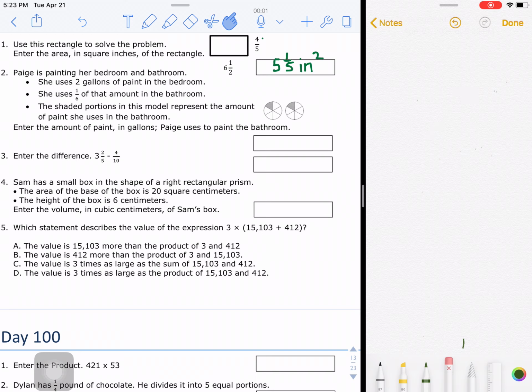So as I look at this problem, there are a couple things that I would like to point out. It tells us that she uses 2 gallons of paint in the bedroom. The second bullet point says she uses 1/6 of that amount. And the question is, what is that amount? Well, that amount is 2 gallons. So in math, when we see that word "of" there, that is an indication that we can use multiplication. 1/6 times 2, or 1/6 of 2.